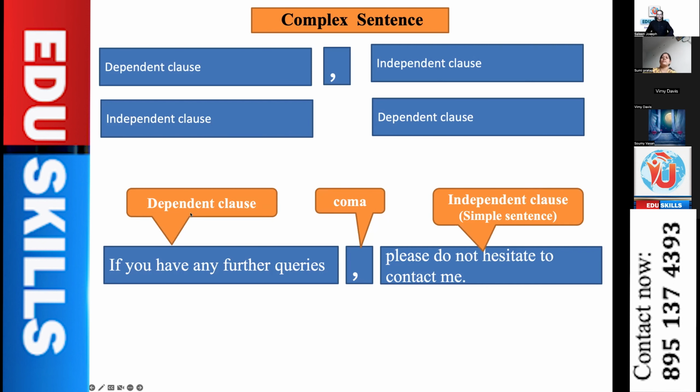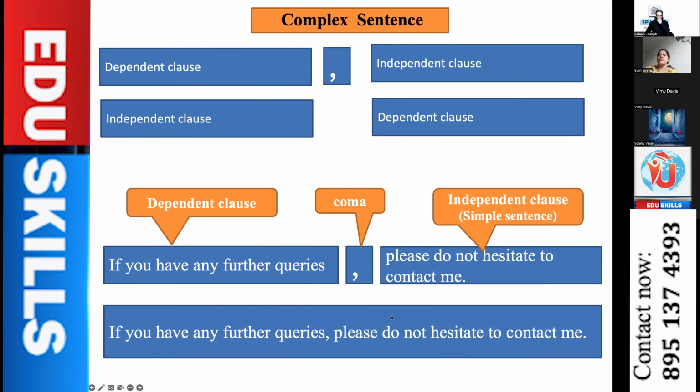So just remember, if there is a dependent clause first, you must put a comma. If it is an independent clause first, no comma. After the independent clause, no comma. If you have any further queries, comma, please do not hesitate to contact me.